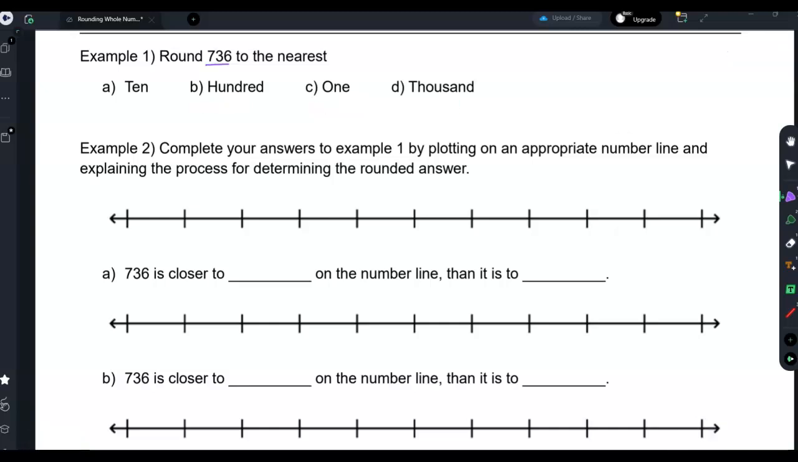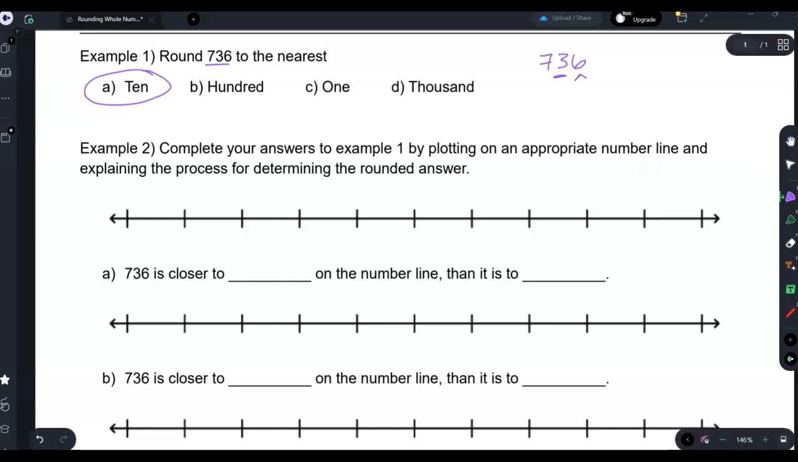So I have the number 736, and for part A, I'm going to round that to the nearest 10. So what's in the tens place? Well, right now, the 3 is what's in the tens place. So I have 700s, 3 tens, and 6 ones. So the rules that we went through for rounding say I'm going to look at the digit to the right of the one we're rounding to. So since I'm rounding to the tens place, I'm going to look in the ones place. And that's the digit I'm going to use to decide whether I round up or round down.